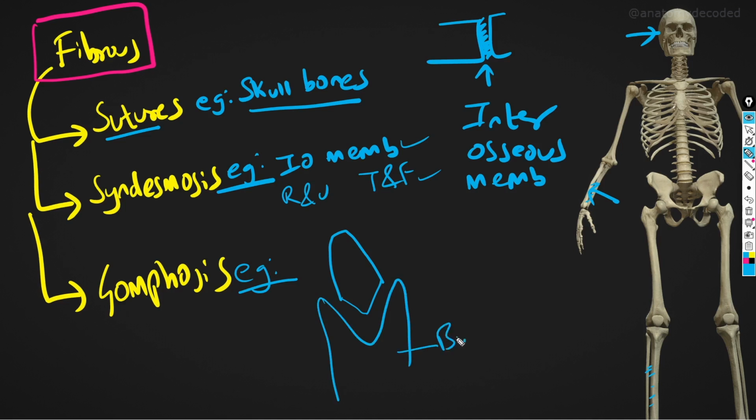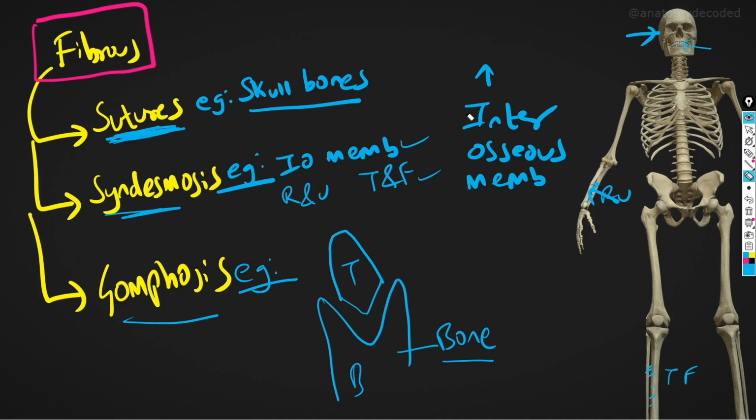The bone for the lower jaw is different, the bone for the upper jaw is different. Lower jaw, the bone is mandible. Upper jaw, the bone is maxilla. The tooth articulates with the bone, and that joint is referred to as gomphosis. It is specifically present in this region only. So, understood, three types of fibrous joints: sutures, syndesmosis, and gomphosis.